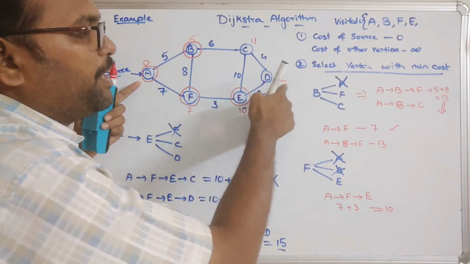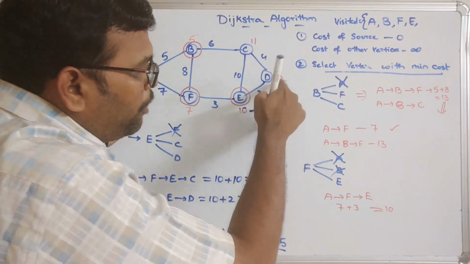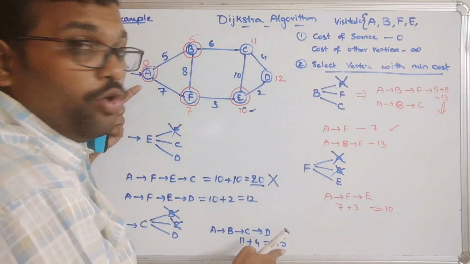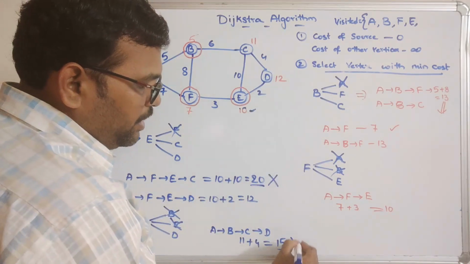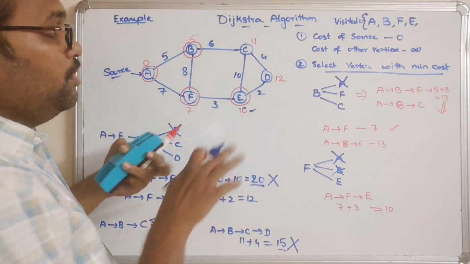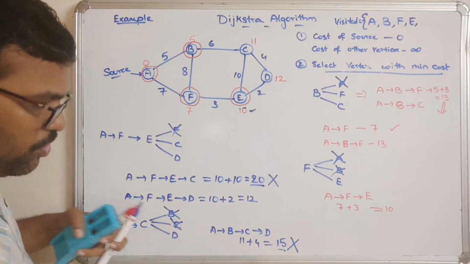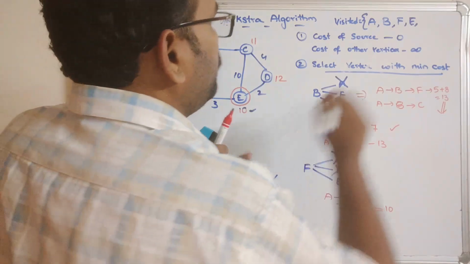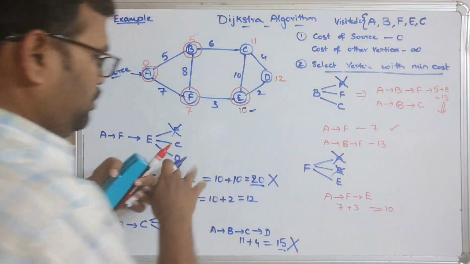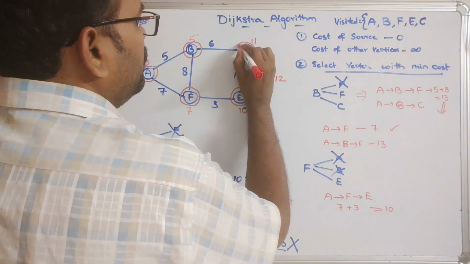But through E, it becomes 12. So among these 12 and 15, which is the lowest? 12. So we can discard. Any other edges? No. So simply you can add it to visited.